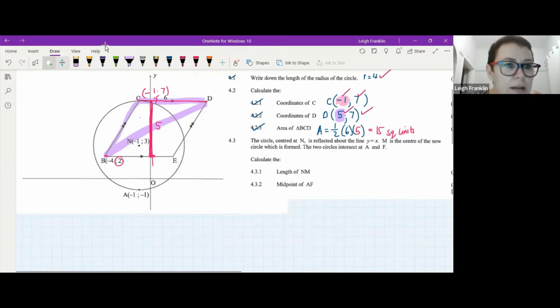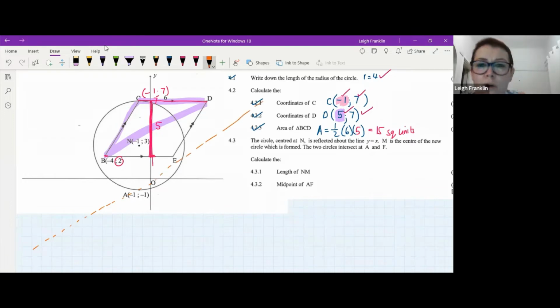I'm trying to draw a line using... okay, I don't know why my thingy is not working, but that's okay, it doesn't matter. So it's a diagonal line with a positive gradient, and it goes through the origin, doesn't it? That's the line y equals x.